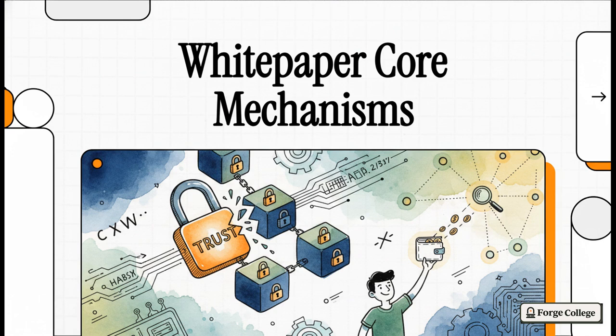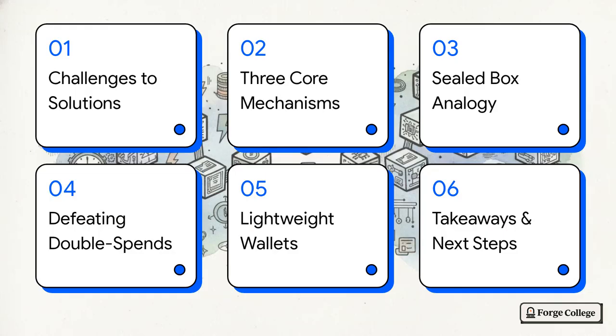Let's dive in. Here's our roadmap, so you know exactly where we're heading today. We'll start with challenges to solutions, move into the 3 core mechanisms, explore what I like to call the sealed box analogy, tackle defeating double spends, look at lightweight wallets, and finally, wrap up with takeaways and next steps.